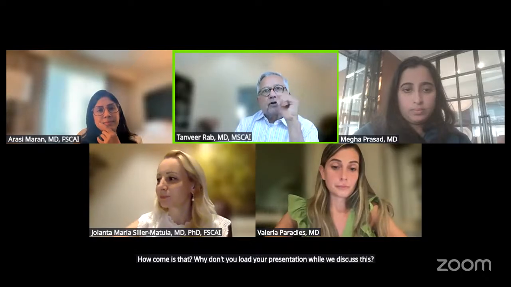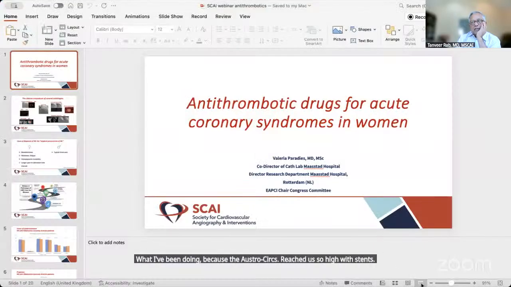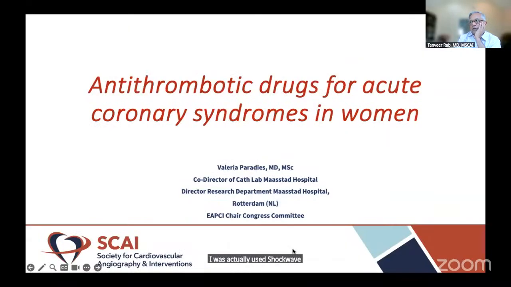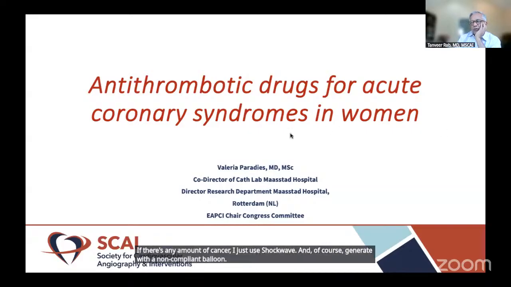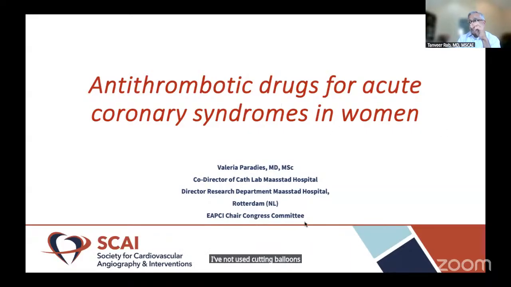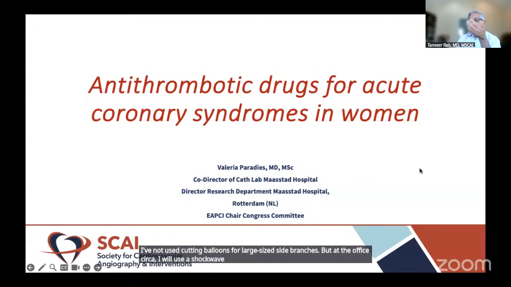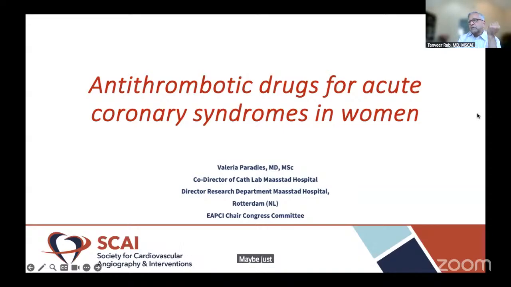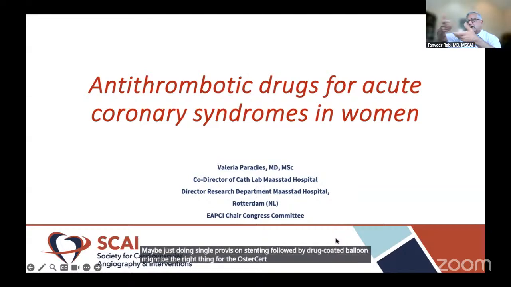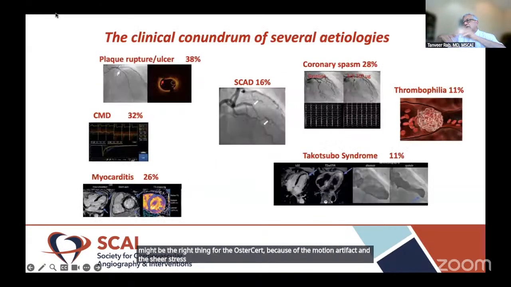What I've been doing, because the ostial circ restenosis rate is so high with stents, I actually use Shockwave with the ostial circ, not a cutting balloon. If there's any amount of calcium, I just use Shockwave and post-dilate it with a non-compliant balloon. I've not used cutting balloons for large side branches, but with the ostial circ, I will use Shockwave. And then, of course, there are studies coming out that maybe just doing provisional stenting followed by drug-coated balloon will be the right thing for the ostial circ because of the motion artifact and the shear stress of the ostium, which can lead to stent fractures.